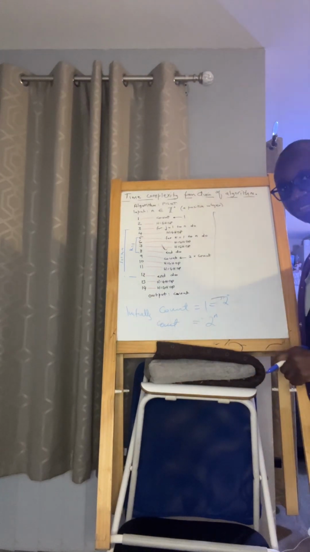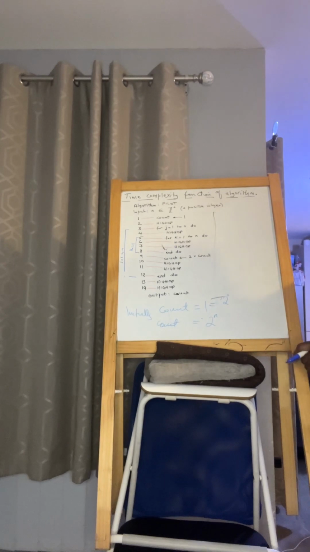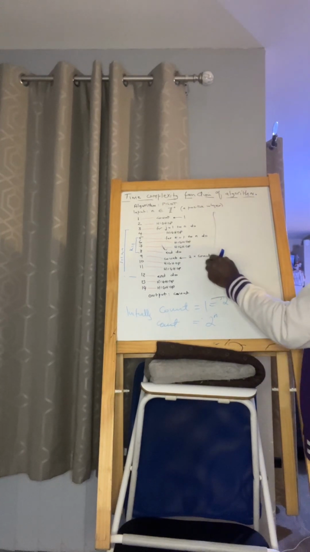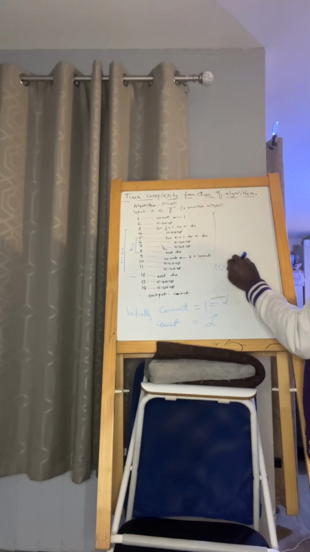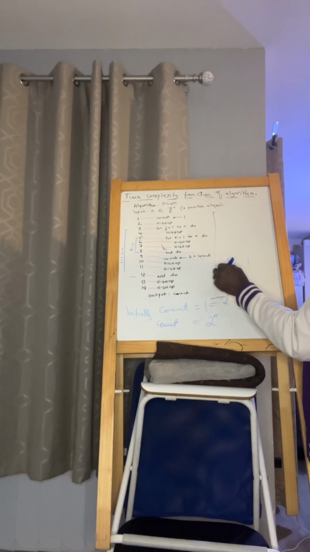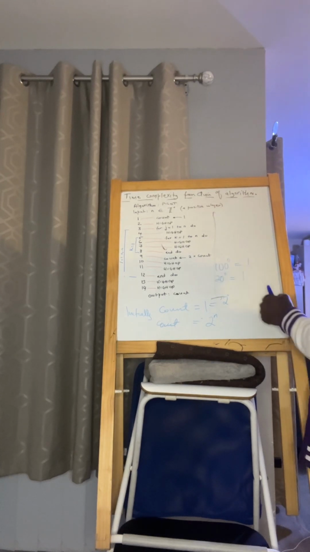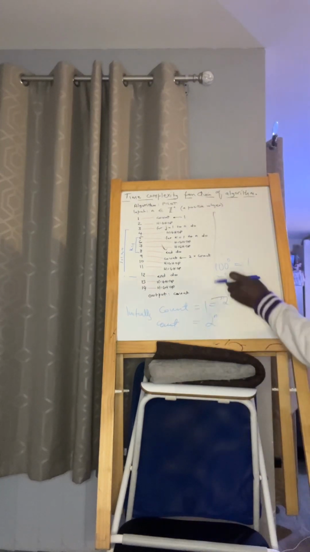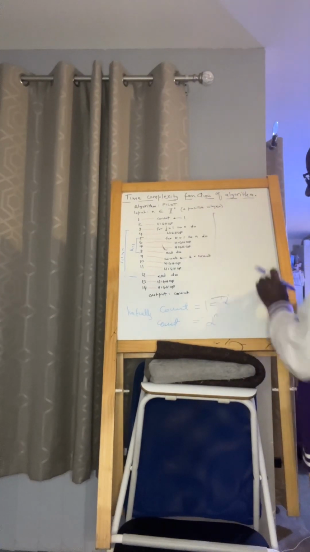One of the laws of indices: you know, any number raised to the power of 0 is 1. If you have 100 raised to the power of 0, this gives you 1. If you have 20 raised to the power of 0, this gives you 1. These are just fundamental laws of mathematics. So 1 will transform to 2 raised to the power of 0.